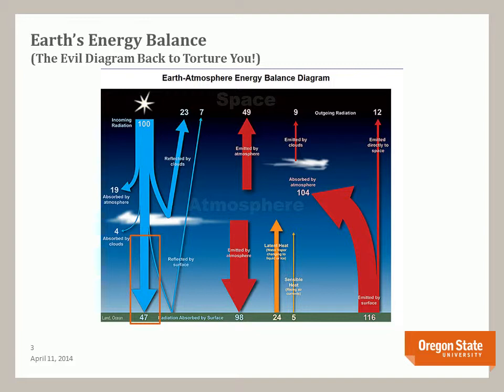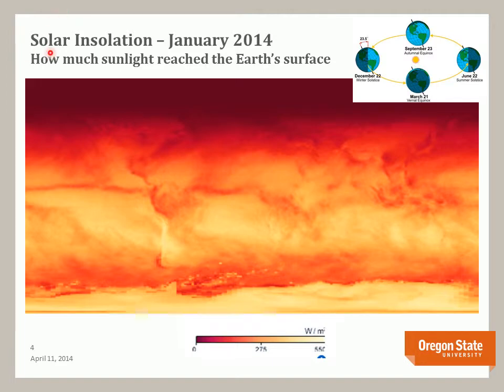What I hope to do in the next few slides is show some applications of this. The first thing we're going to look at are some maps that show the variation in incoming radiation, or incoming solar energy, into the system as a function of two months. So we're going to look at solar insolation for January 2014. Here's our model for seasons. We're somewhere in the orbit here, so we're in northern hemisphere winter.